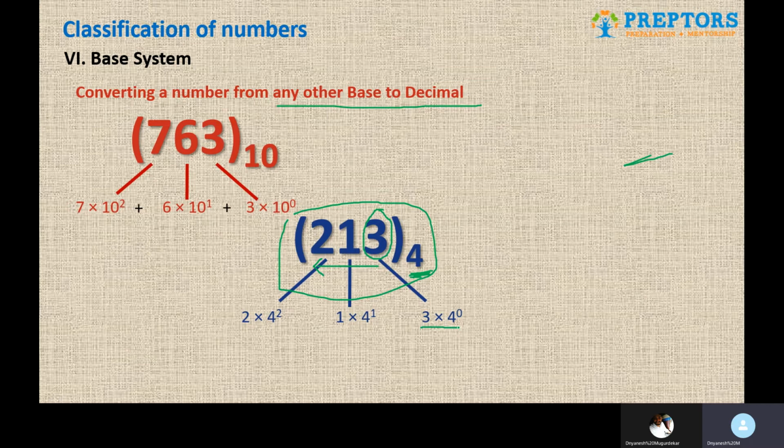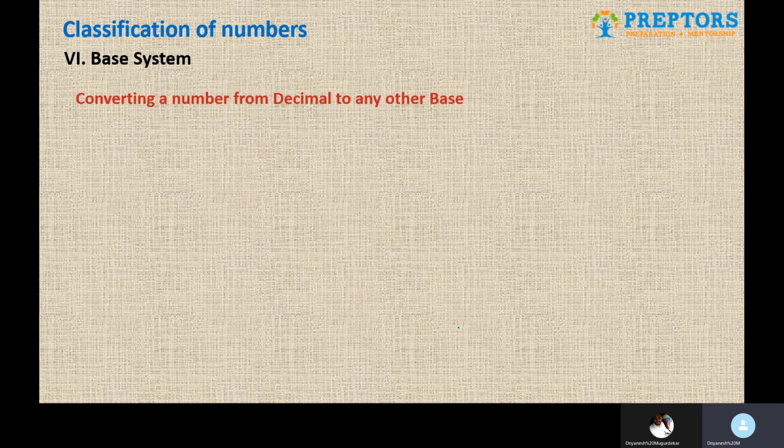You do this calculation, simplify this further, add everything, you get your answer as 32 plus 4 plus 3, which is 39 in decimal base. So 213 in base 4 is 39 in decimal base, and that is the answer. This is how you convert from any other base to the decimal base.